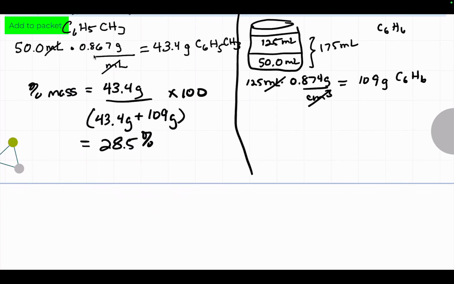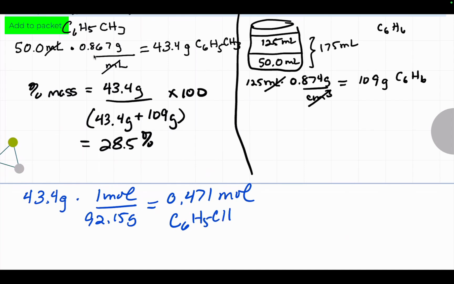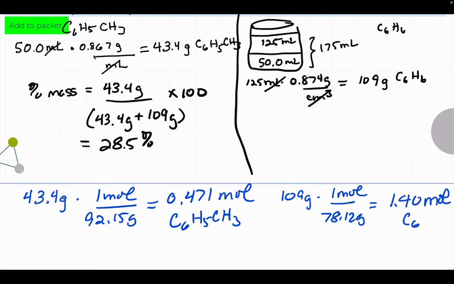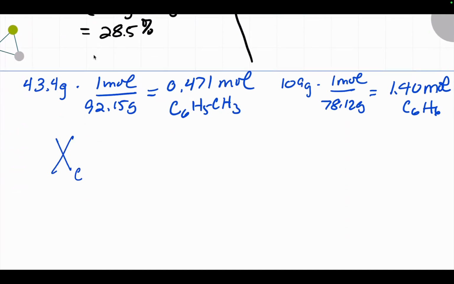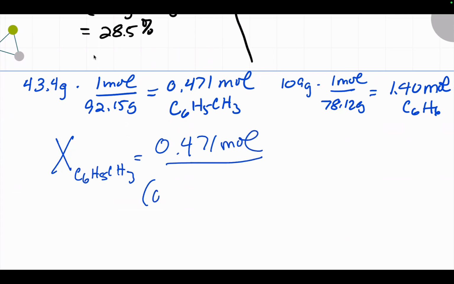Now I'm going to do the mole fraction. So in order to do the mole fraction, I need to know the moles of the toluene and the benzene. So I'm going to do that calculation right now. So I know that I have 43.4 grams of toluene, and up above in the question, I gave you the molar mass. So I have 0.471 moles of the toluene. Similarly, I'm going to take the benzene amount of grams, and I gave the molar mass up above, and I'm going to get my moles of the benzene. So my mole fraction of the toluene is going to equal the moles of the toluene over the total moles, which are both of them added together. And when I do that, I get 0.252. So that is the mole fraction for the toluene.